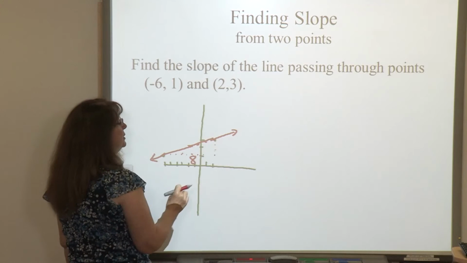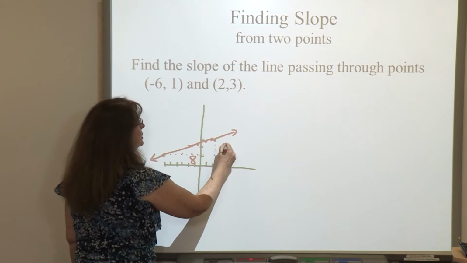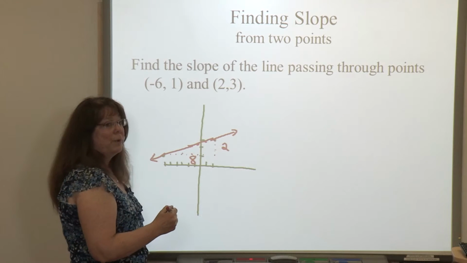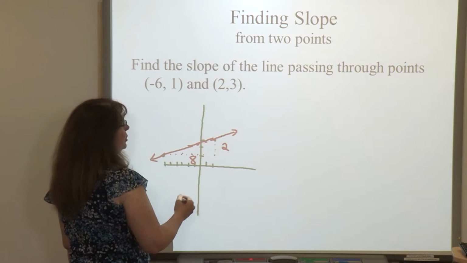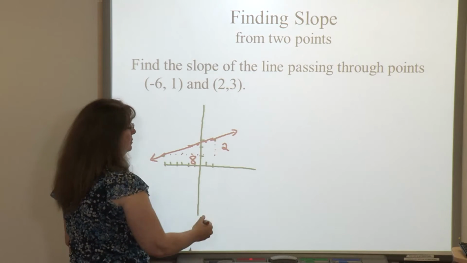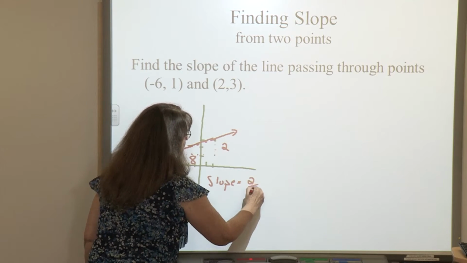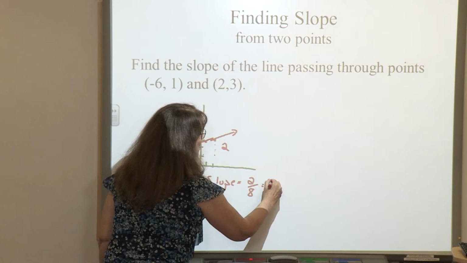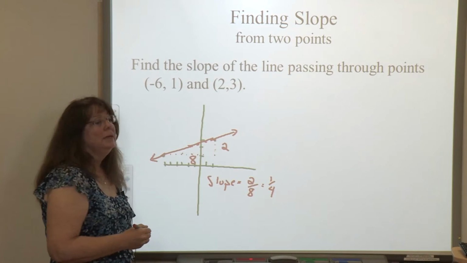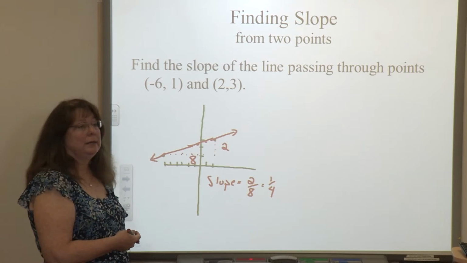And for the rise, we went from 1 unit up to 3 units, so it looks like we had a rise of 2. If I'm setting up my slope, where I'm looking at the rise over the run, I have a slope of 2/8, or 1/4. If you don't want to graph it to look at what your slope is, you can also do it algebraically.